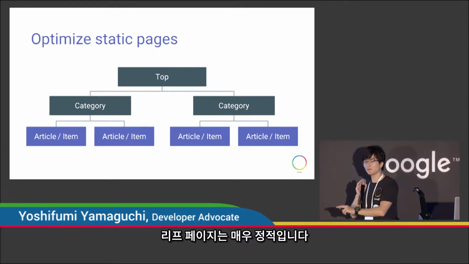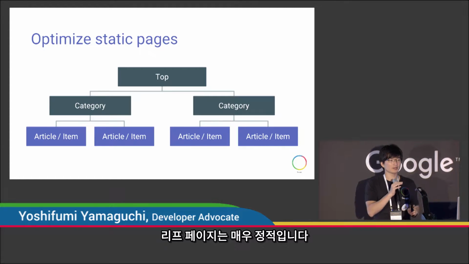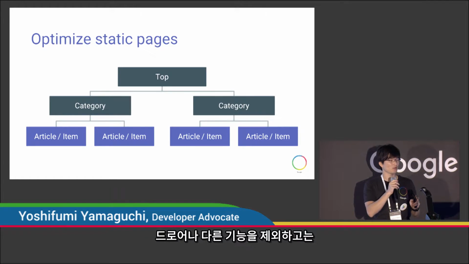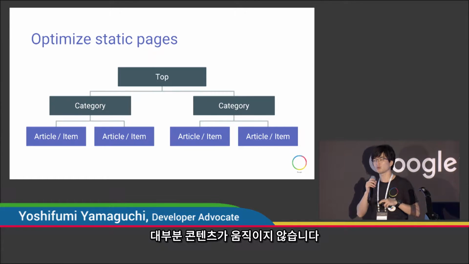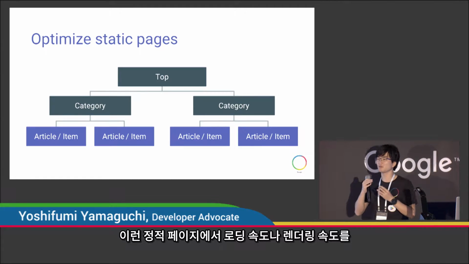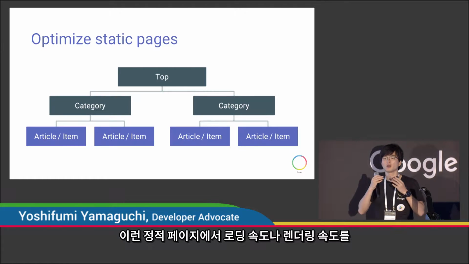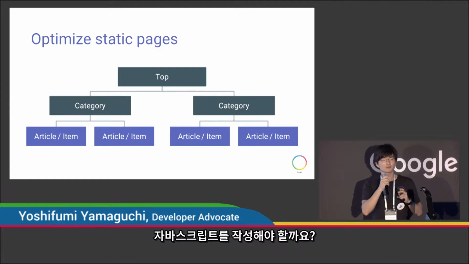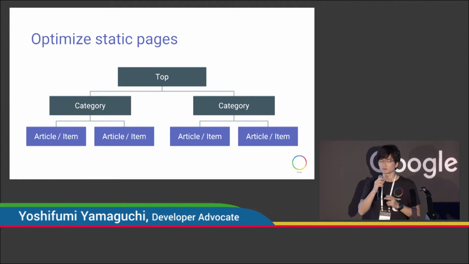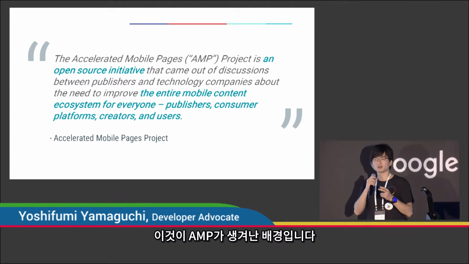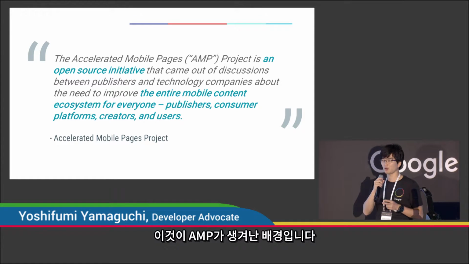And leaf pages tend to be really static pages. Most of the content is static, other than the menu drawer or some other features. So if you think about loading speed improvement or rendering speed improvement on these static web pages, do we have to write a lot of JavaScript? That is the context in which AMP was introduced.